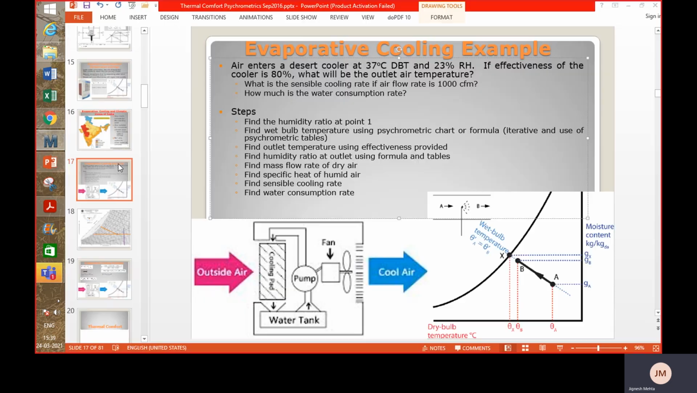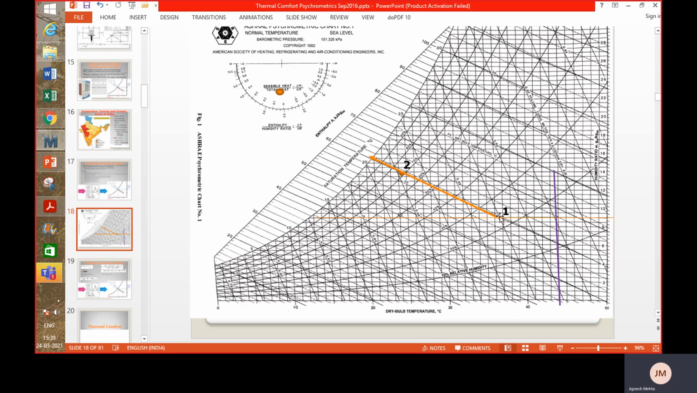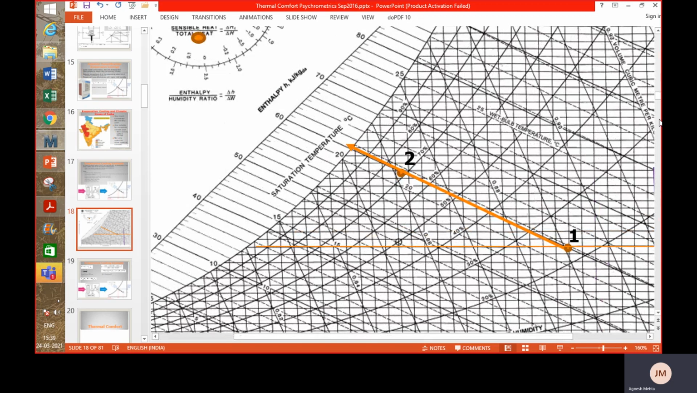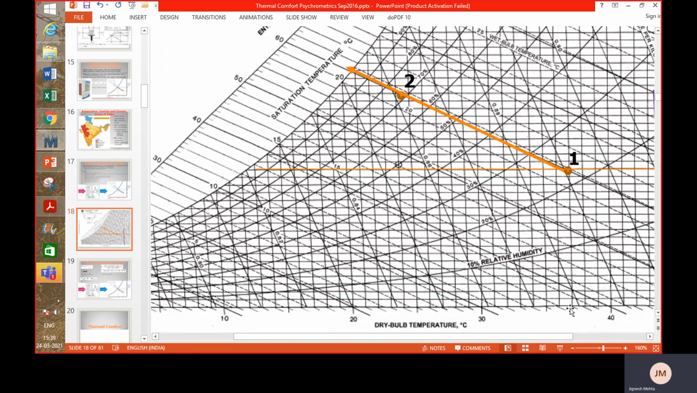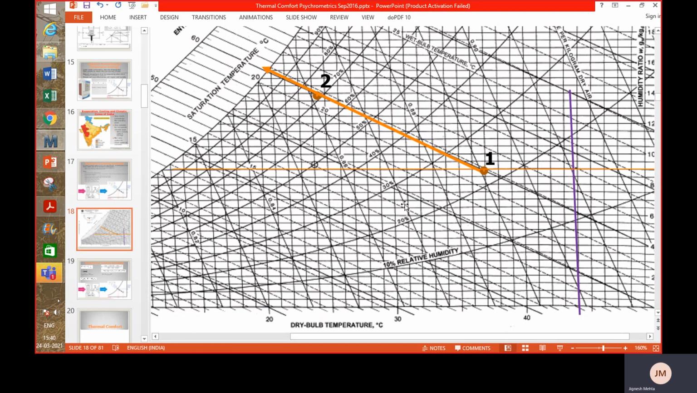Right. So let's see the things on the psychrometric chart also. So point 1 can be located here, right? So it is 37, as you can see here, 37 degrees Celsius dry bulb temperature, and 23% RH. But RH, because the lines are at 10% interval, may be difficult to judge.